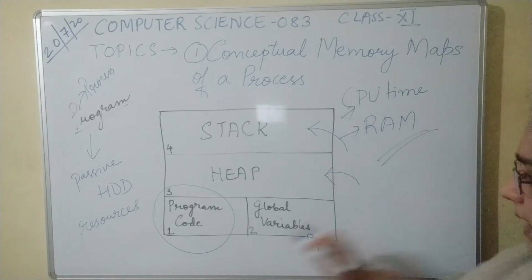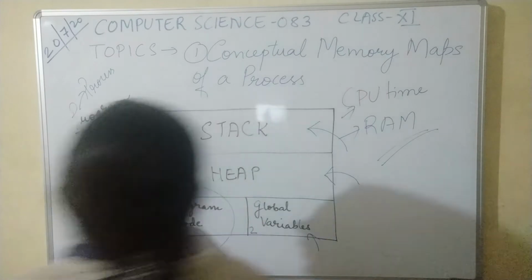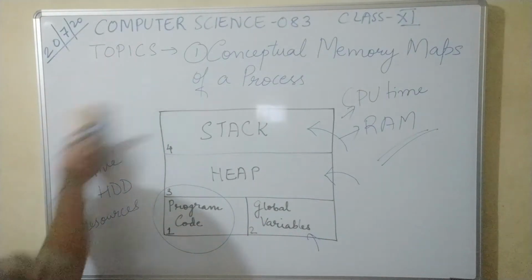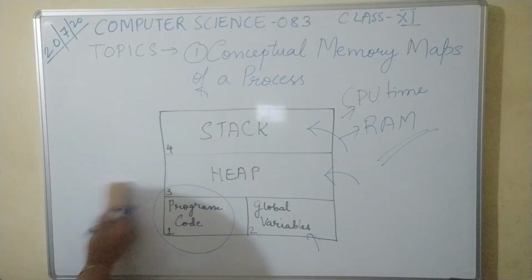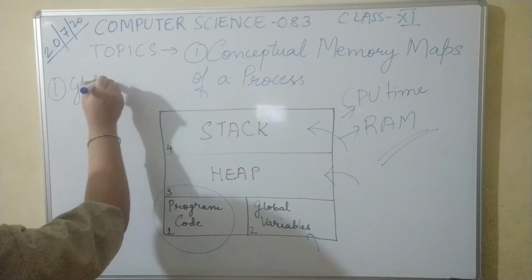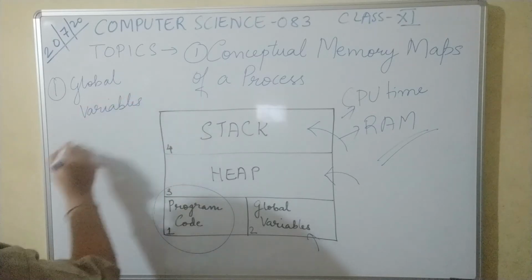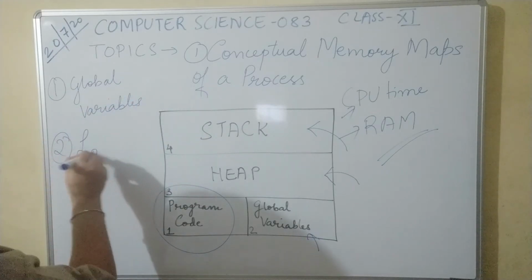Now let us understand what are global variables. Students, when you are working with a program, you will come across two terms. Number one, global variables, and number two, local variables.